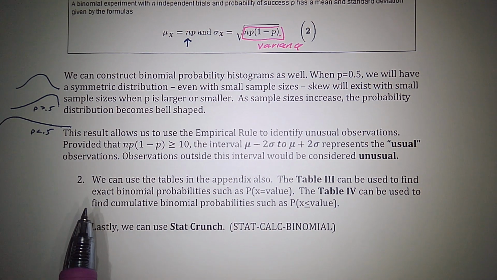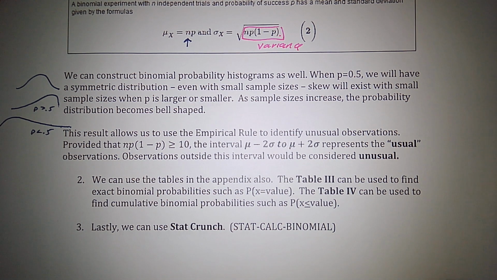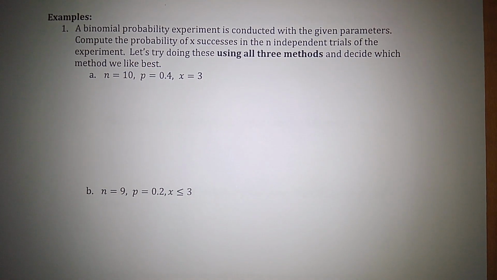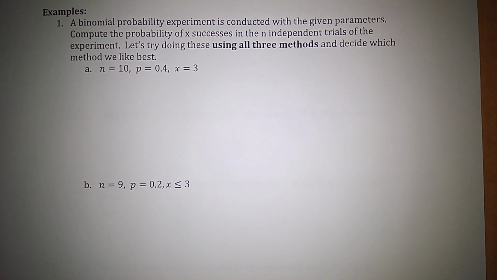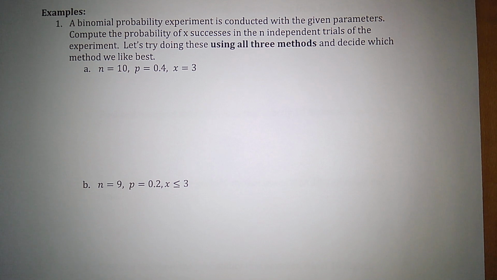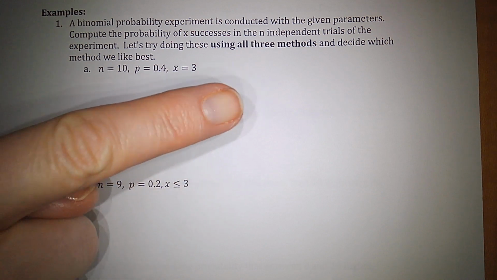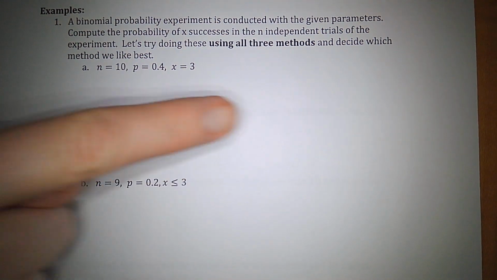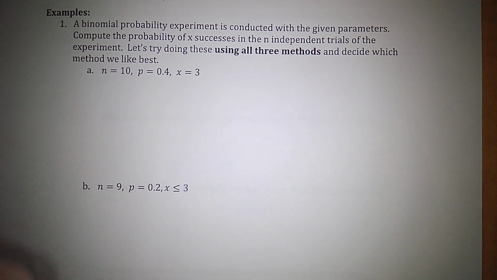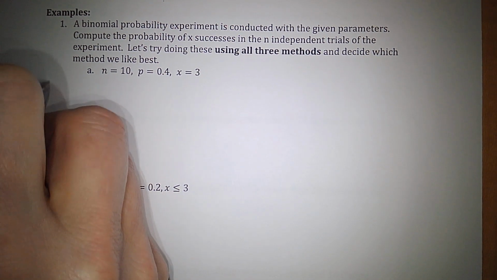Secondly, we can use the tables, and we can also use StatCrunch, and I will run through an example of doing all three types for you next. So here, we have a binomial probability experiment, and we're going to conduct it with the given parameters. Let's compute the probability of x successes in the n independent trials of the experiment. Let's do this all three methods. First, let's do all of these questions on this page using the formula. Then we'll do all of these again using the tables, and then we'll do them again using StatCrunch. So we'll do it three different ways. First, we'll use the formulas by hand.